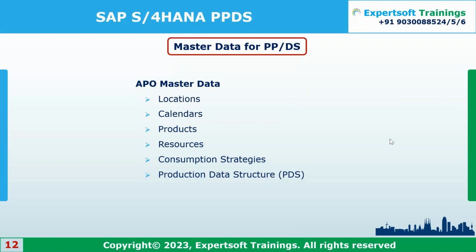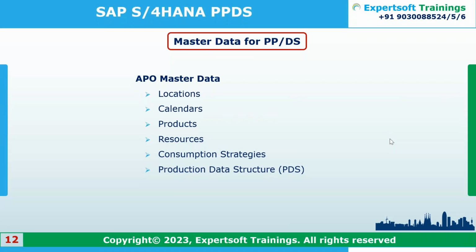Okay, these are the master data I told you about in a previous slide itself: location, calendars also, products, resource, and PDS. These things are there in PPDS.